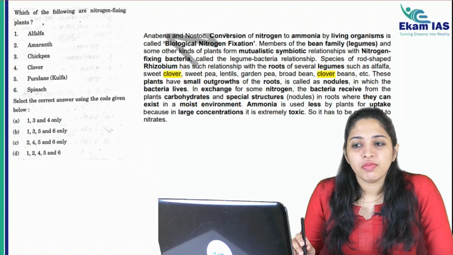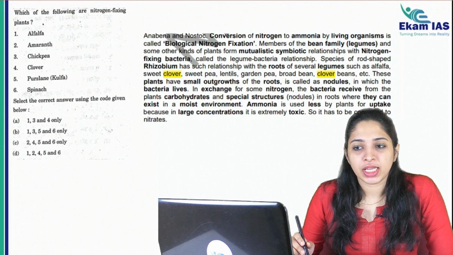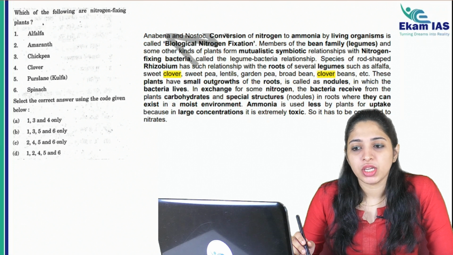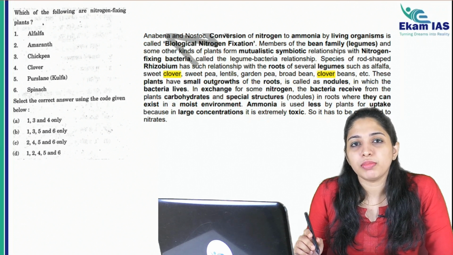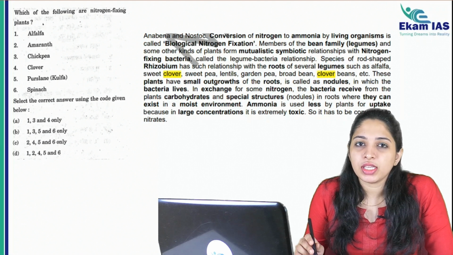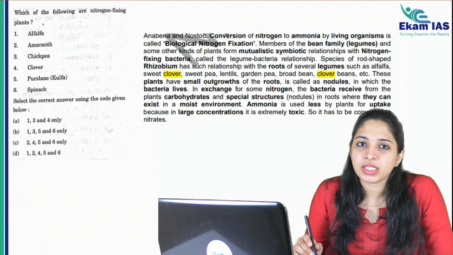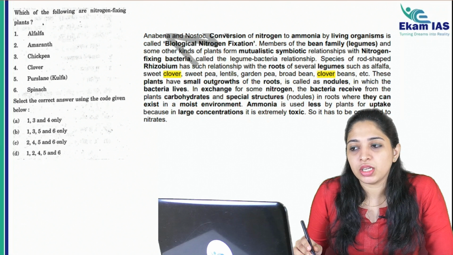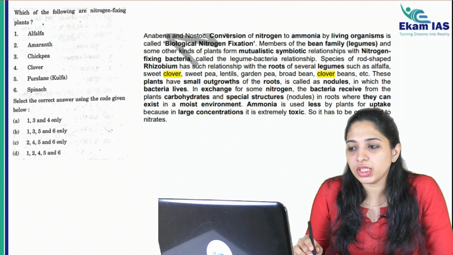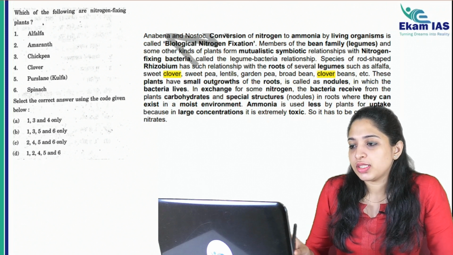Going to the next question. Which of the following are nitrogen fixing plants? Alfalfa, amaranth, chickpea, clover, parsley, spinach. Select the correct answer using the code given below. So, what are nitrogen fixing plants? Conversion of nitrogen to ammonia by living organisms is termed biological nitrogen fixation, and this is done by the members of the bean family or legumes. The best examples of legumes are sweet pea, garden pea, alfalfa, lentils, etc.